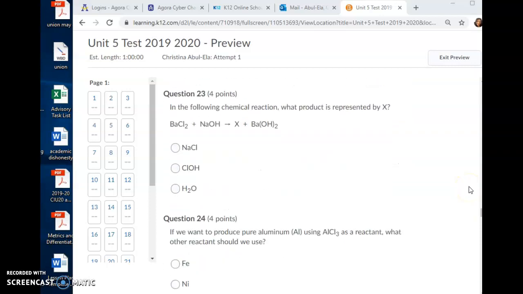Question 23. In the following chemical reaction, what product is represented by X? We have barium chloride plus sodium hydroxide yields X plus barium hydroxide. Is that sodium chloride, chlorine, oxygen and hydrogen, or water?